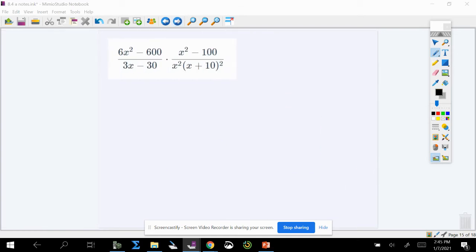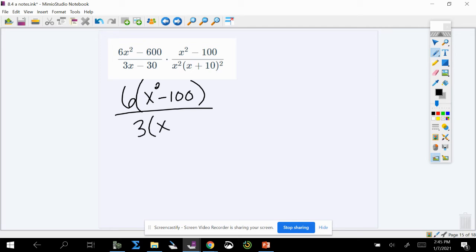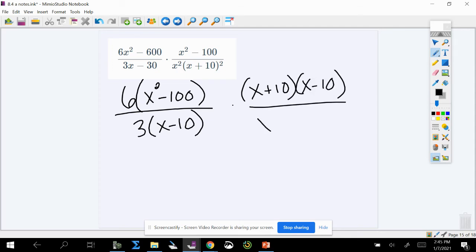This one's kind of the same idea, just some extra factoring going on. They call these level 3 problems on Delta Math, and it's because of the extra factoring. So I can take a 6 out, which gives me x minus 100. I can take a 3 out, which gives me x minus 10. I can do difference of squares, x plus 10, x minus 10. And I'm not really going to do anything with this. If you want, when you have it squared, if it makes more sense to you, you can write it twice just to kind of help your factoring.